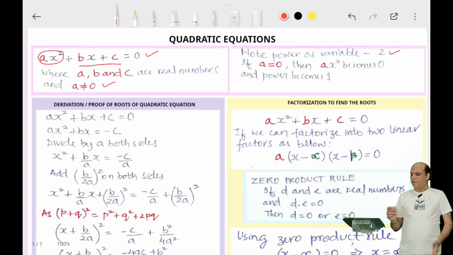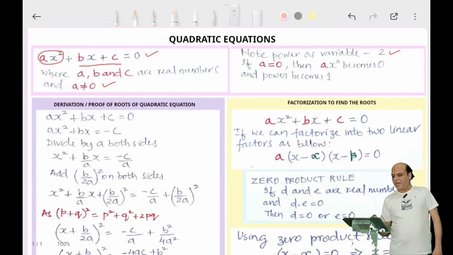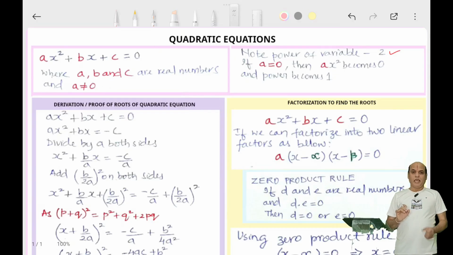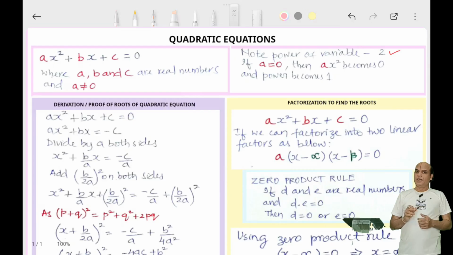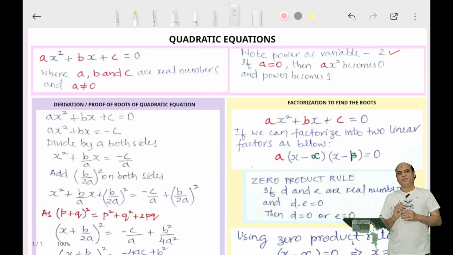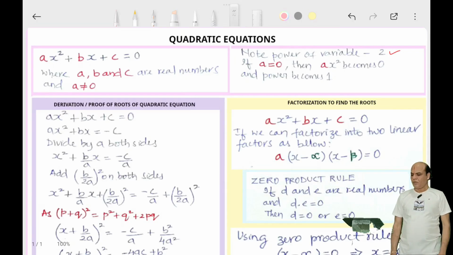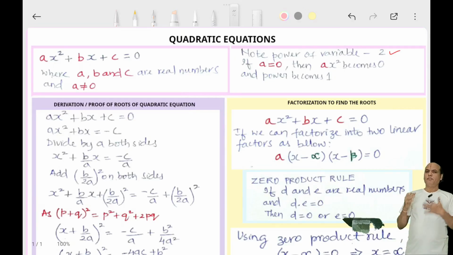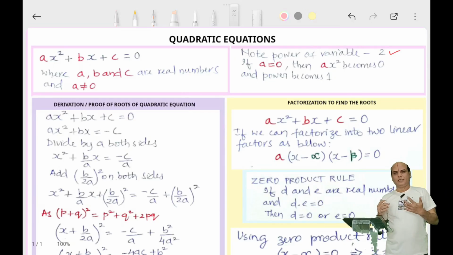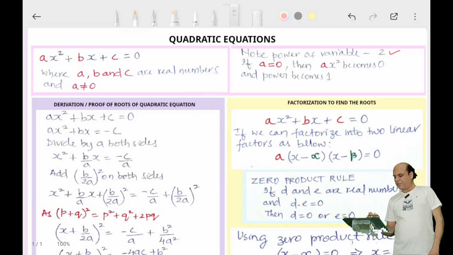That is the reason why we say a quadratic equation is ax square plus bx plus c, where the coefficients a, b, c are real numbers and a must not equal to 0. If a equal to 0, it's no more a quadratic equation. Clear? Okay. So before we move further, let us discuss something about roots.